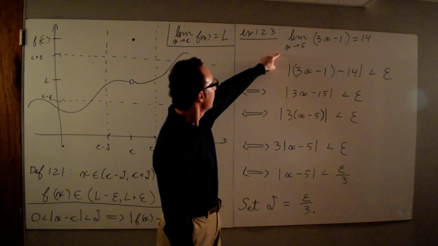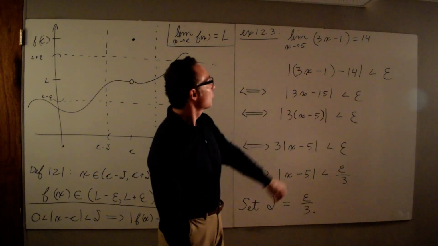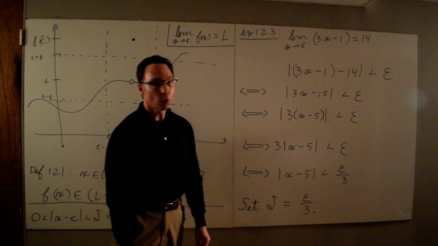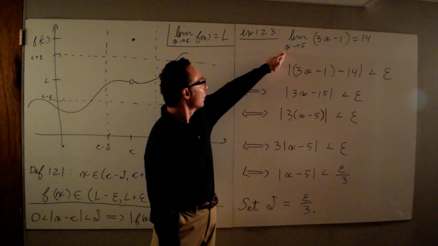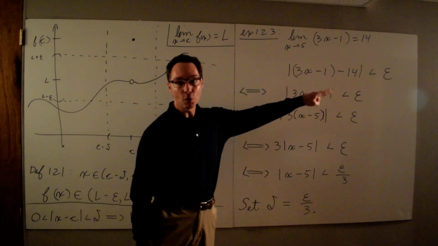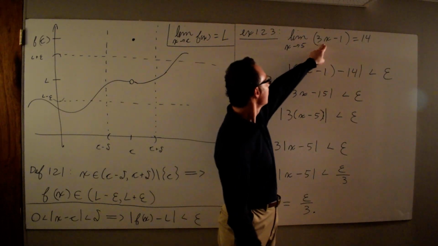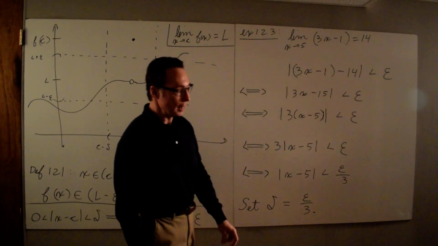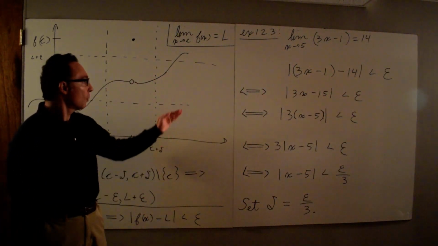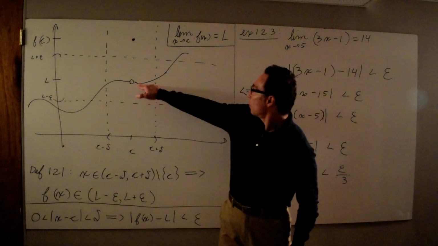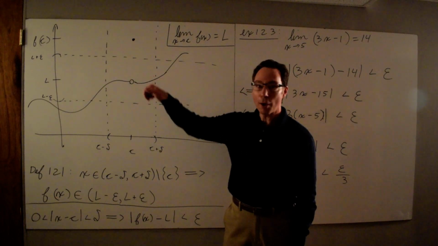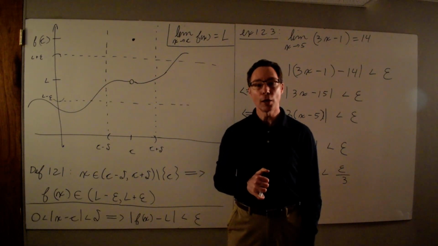We have the limit as x approaches 5 of 3x minus 1 is equal to 14. I will point out that in this particular case, the limit and the function value are the same. If you simply substitute 5 for x, you get 14. So the point that I was making in the picture isn't that the limit and the function value are never allowed to be the same thing. It's just that they don't have to be.